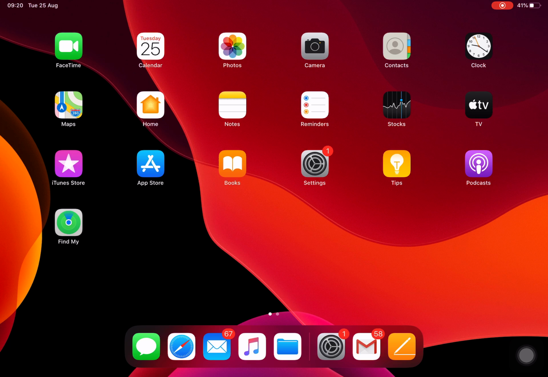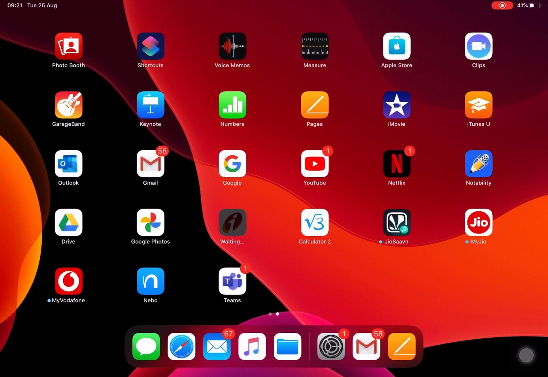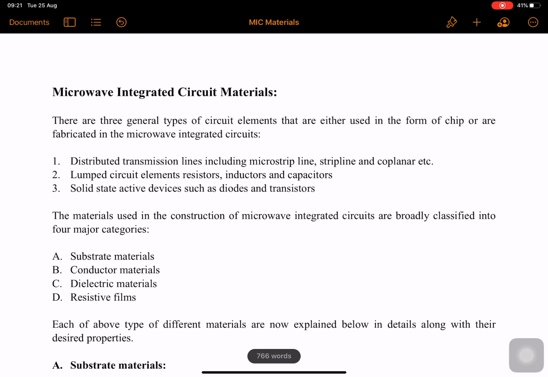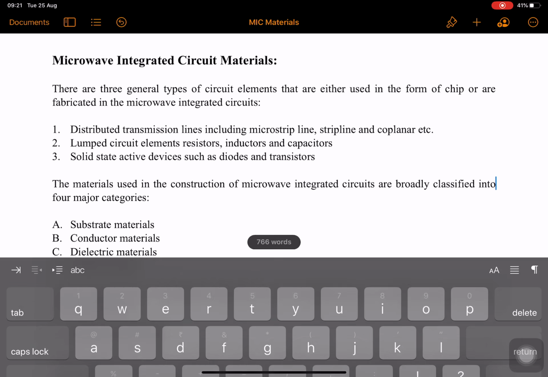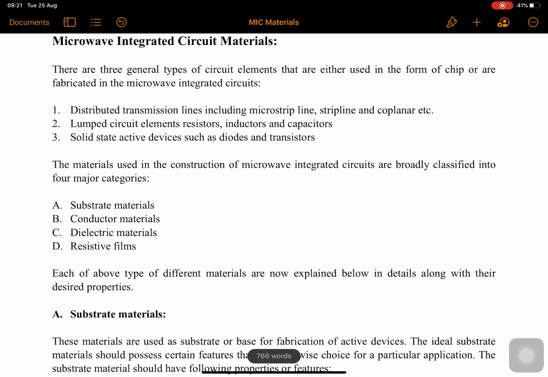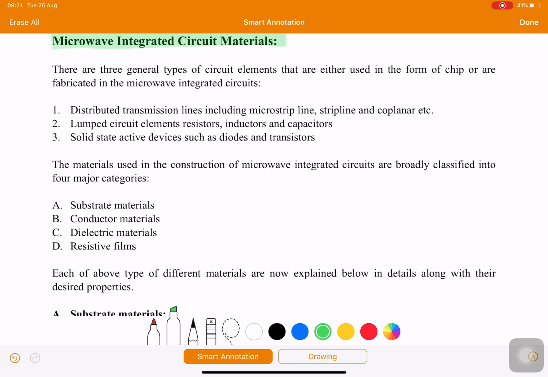Now in this particular lecture, we will devote our time to study the different types of material used for the construction of microwave integrated circuit. Okay, so today we will discuss the microwave integrated circuit materials. So let us start with the microwave integrated circuits. Now here I would like to highlight this. This is today's chapter, right?